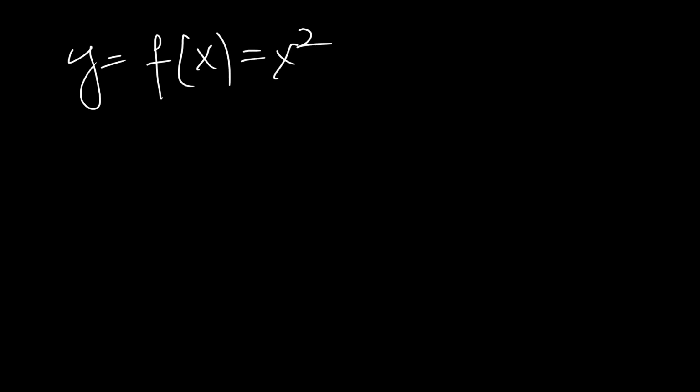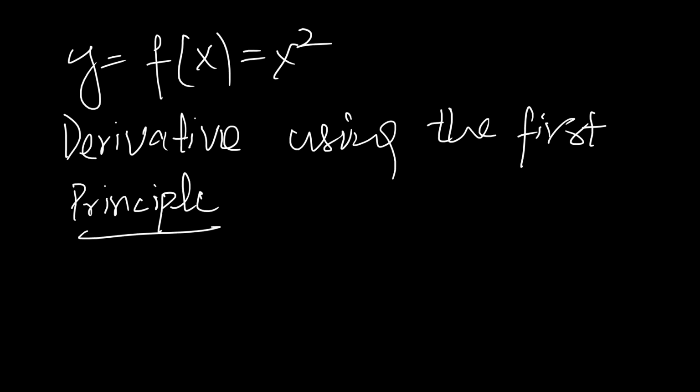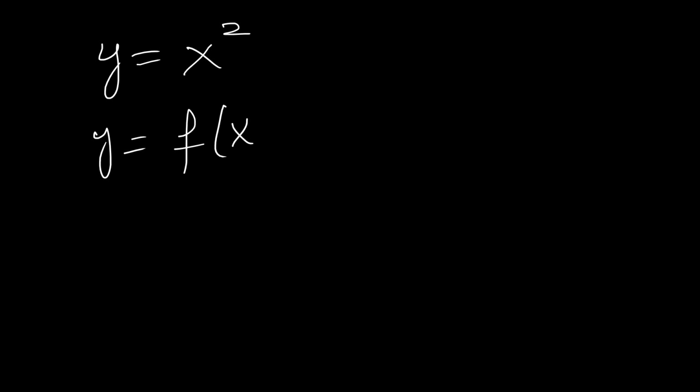Hello, let us find the derivative of x squared using the first principle. Okay, let's say y is equal to x squared, that is, y is a function of x. So y is a function of x.